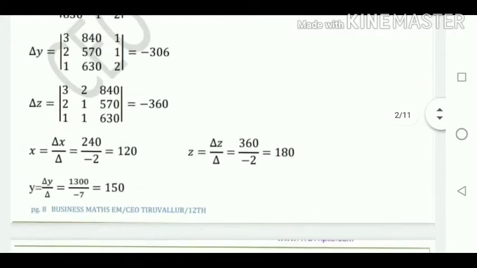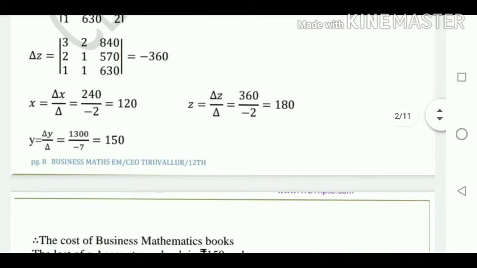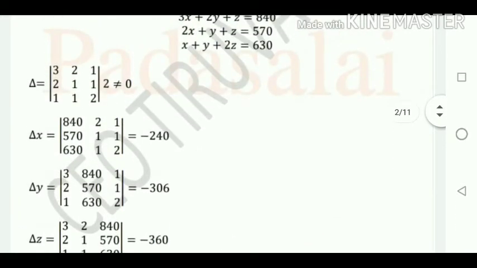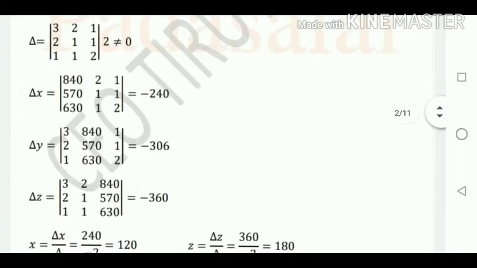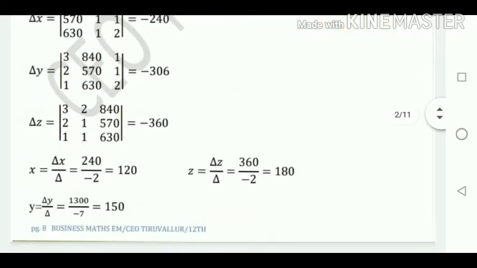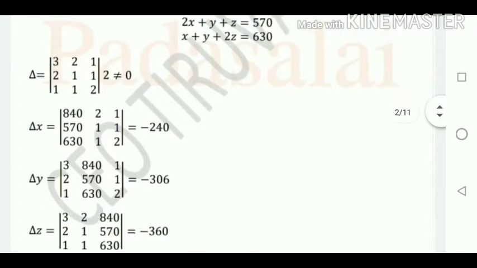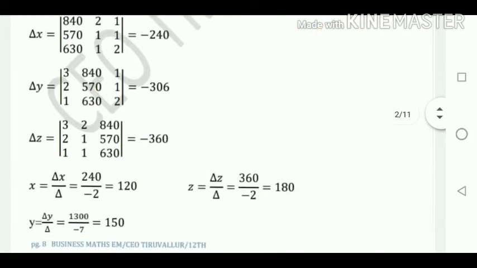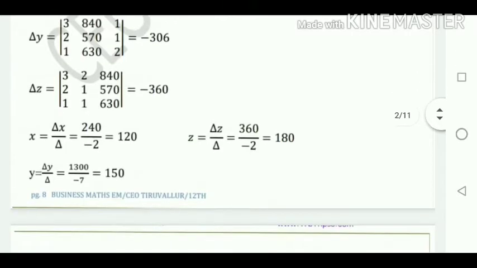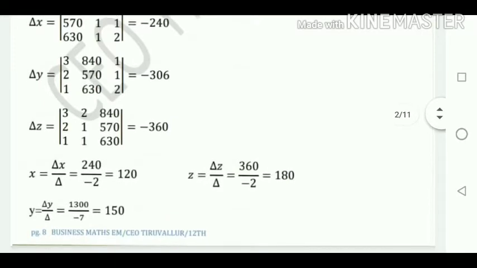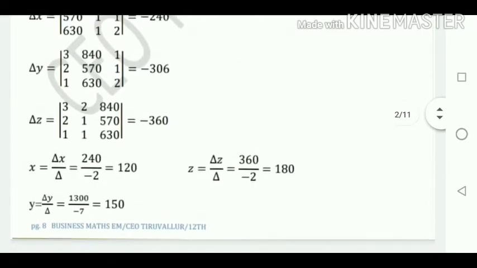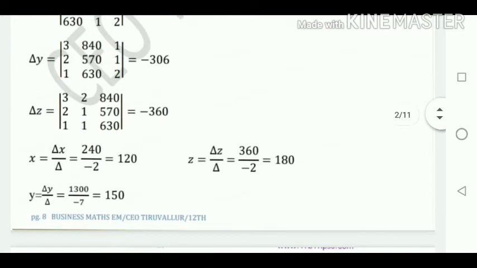Now find the value of x by applying Cramer's rule. x equal to delta x by delta. Here delta x is minus 240, whereas delta equal to 2. So minus 240 divided by minus 2, you are getting 120. Likewise y equal to delta y by delta, but delta y equal to 300.